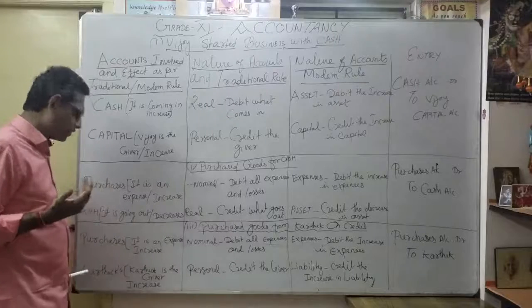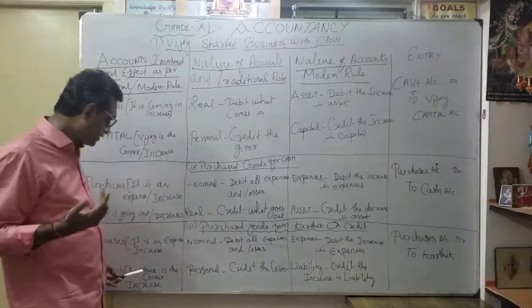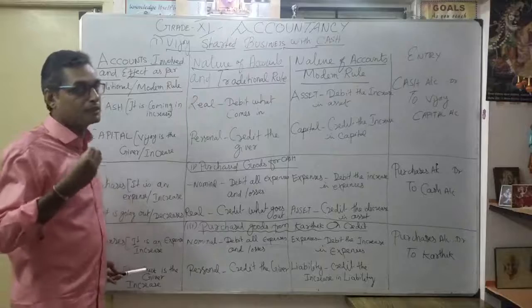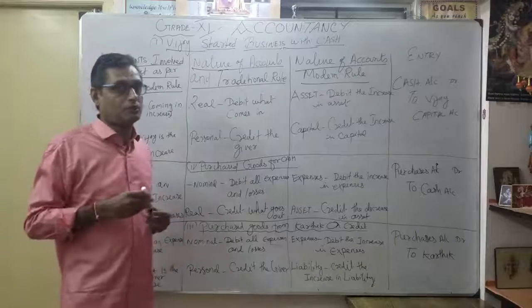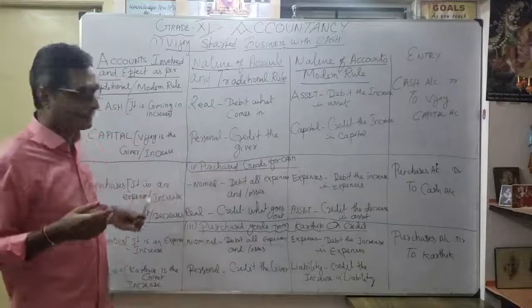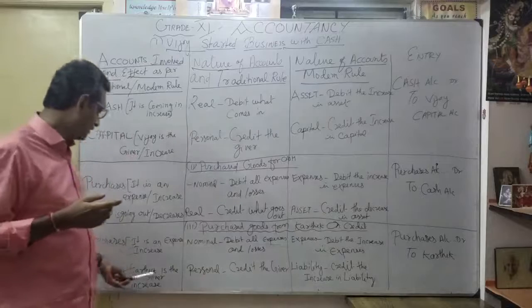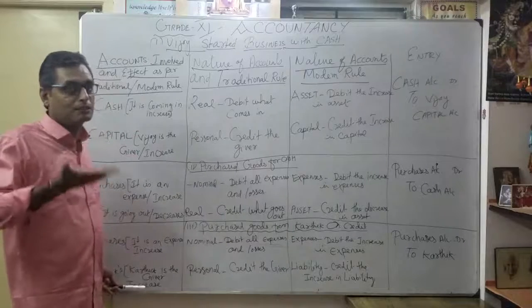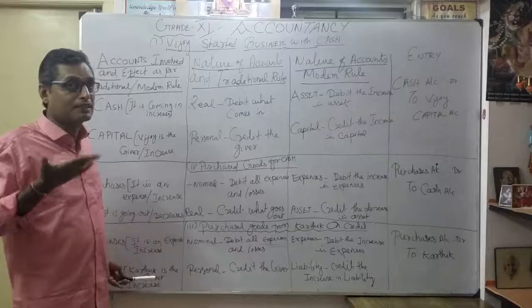Okay, similarly, Karthik. As a traditional, Karthik is the giver. So, based upon the name, coming under personal account. Okay, so debit the receiver, credit the giver. So, naturally, here Karthik as a giver. Similarly, increases because of the liability as a creditor under modern rule.